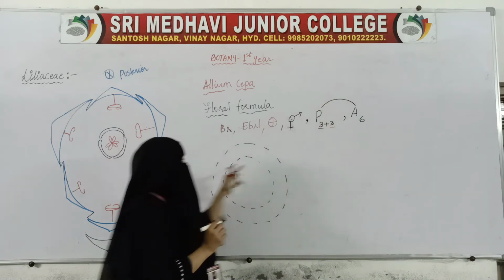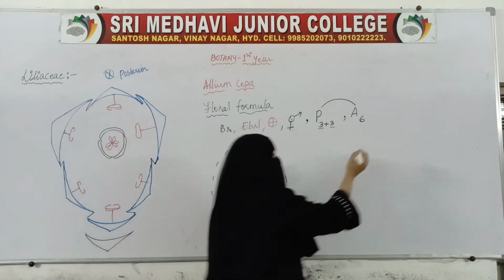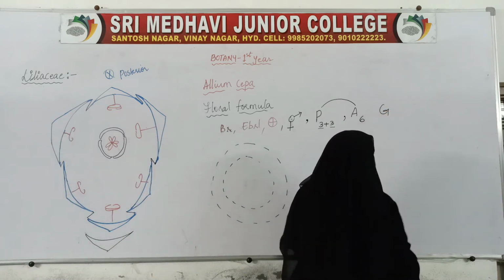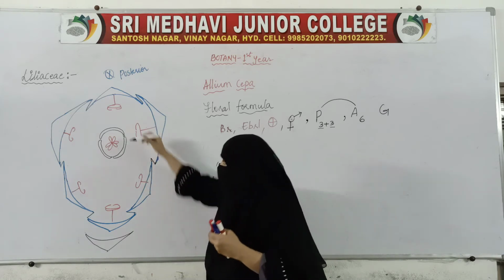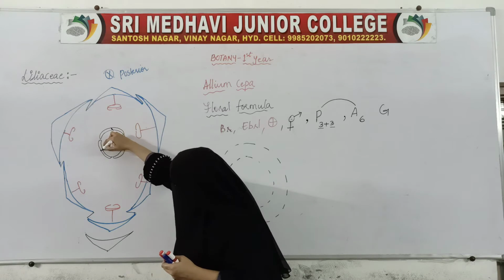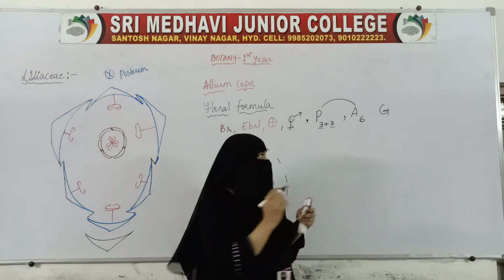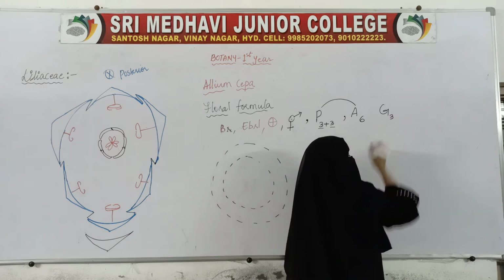Okay, and now the last but not the least, the last one. So this is the gynoecium. How many carpels are there? This is 1 carpel, this is 2 carpel, and this is 3 carpels. So how many carpels are there? 3 carpels are there.